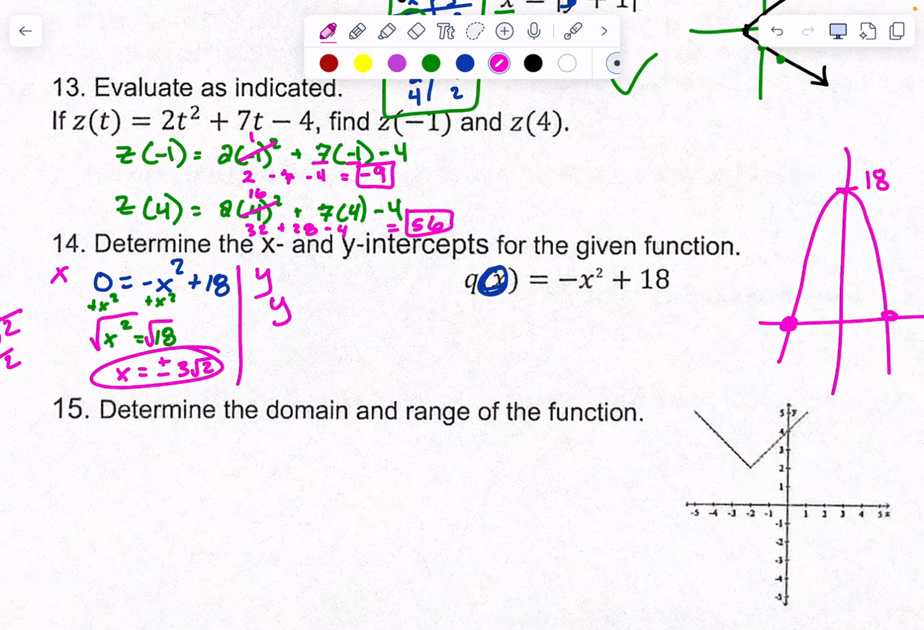Y-intercept: we plug 0 in for x, so -0 squared plus 18. Y is 18. Okay.